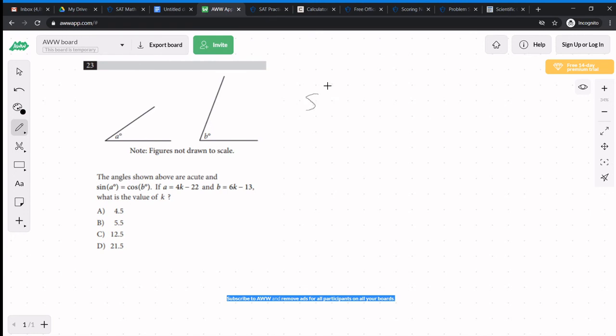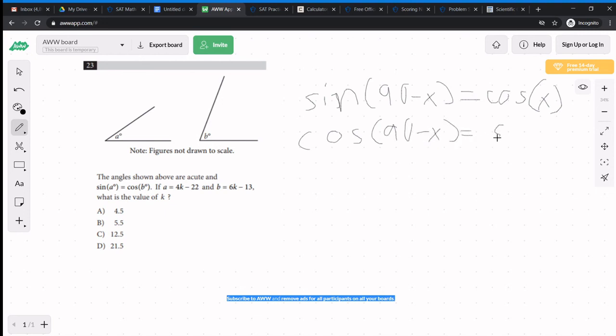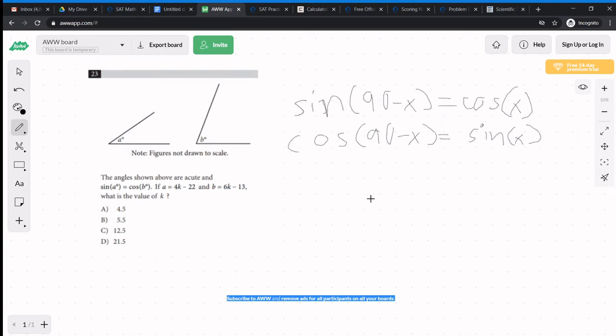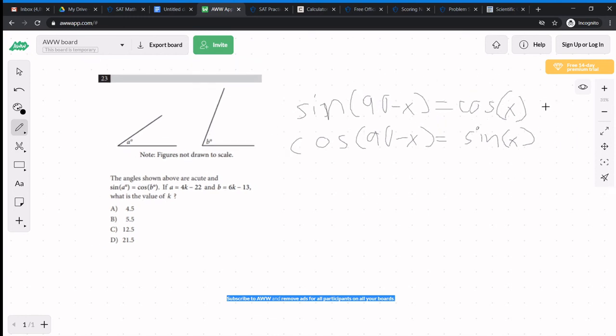So, these are the two things you need to remember. Sine of 90 minus x equals cosine of x. And cosine of 90 minus x equals sine of x. Right? These two things you need to know.